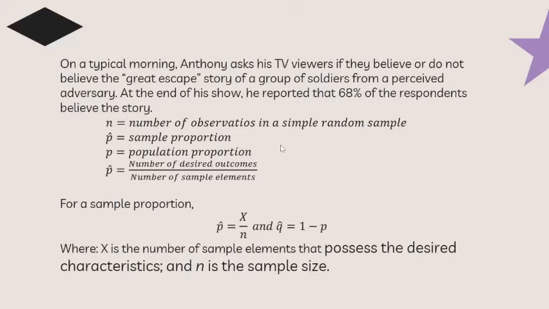We're going to use the following symbols: n, which is equal to the number of observations in a simple random sample; p-hat, the sample proportion; and P, the population proportion. P-hat is equal to the number of desired outcomes over the number of sample elements. For a sample proportion, p-hat is equal to x over n, and q-hat is equal to 1 minus p-hat, where x is the number of sample elements that possess the desired characteristic and n is the sample size.